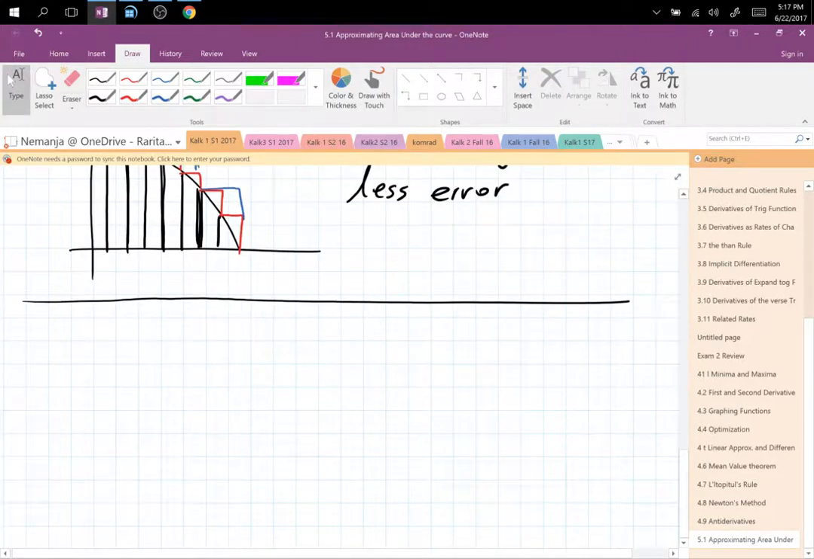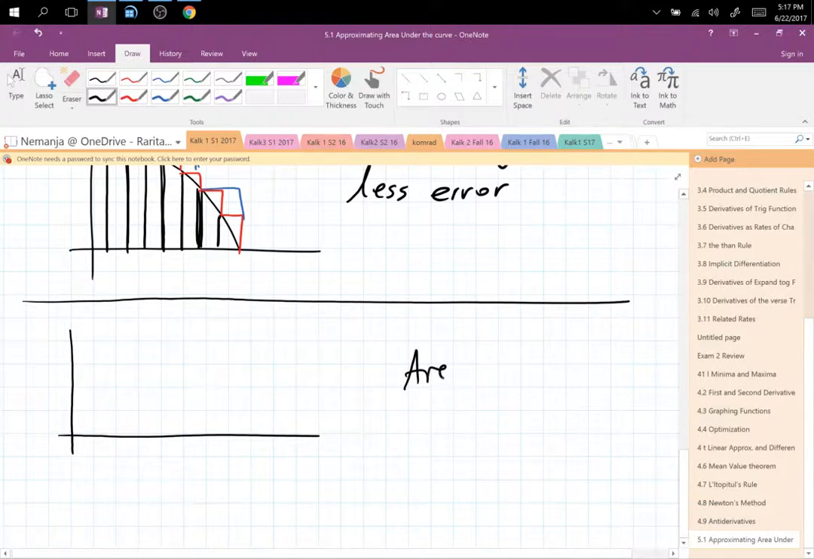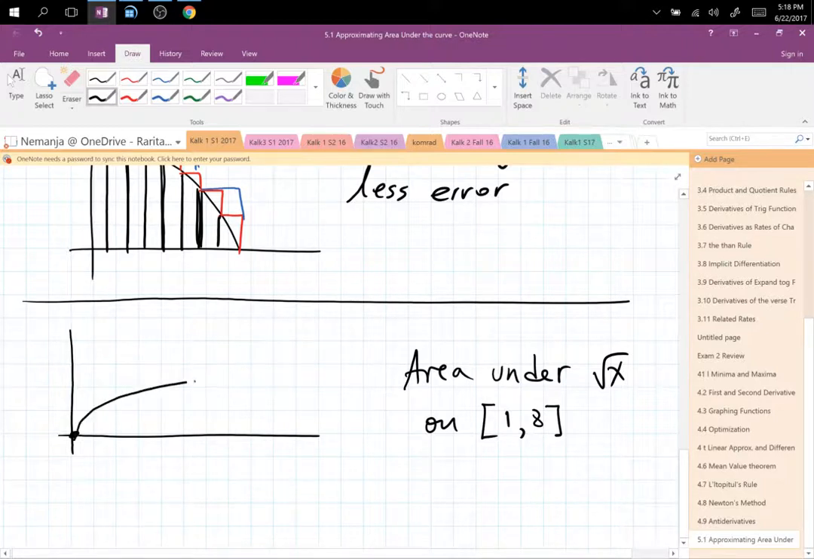So let's use this on the problem. Say you want to compute the area under square root of x on interval, say 1 to, what number here? 8, thank you. Couldn't remember numbers. So, 1 to 8.